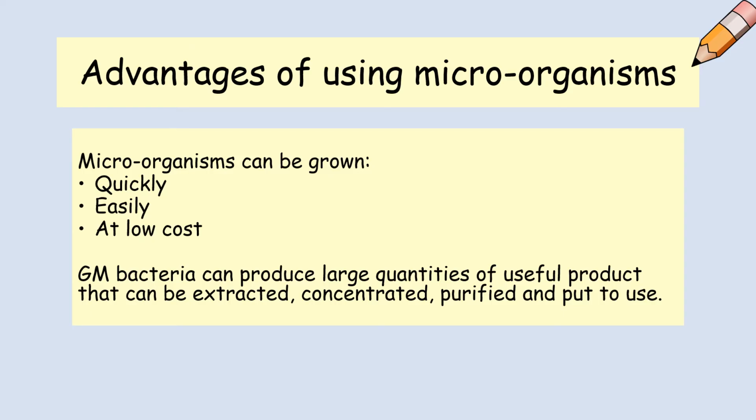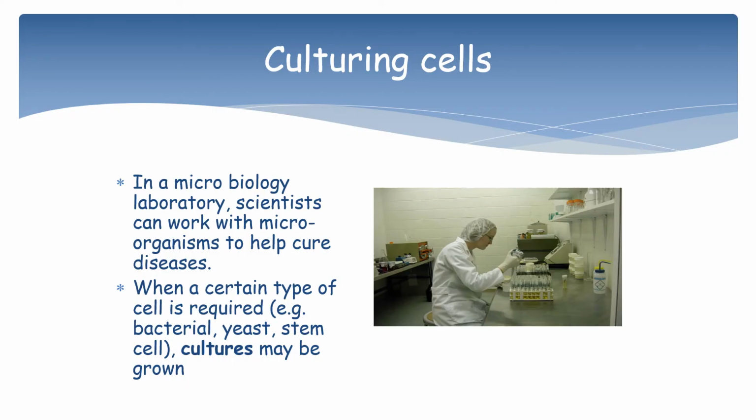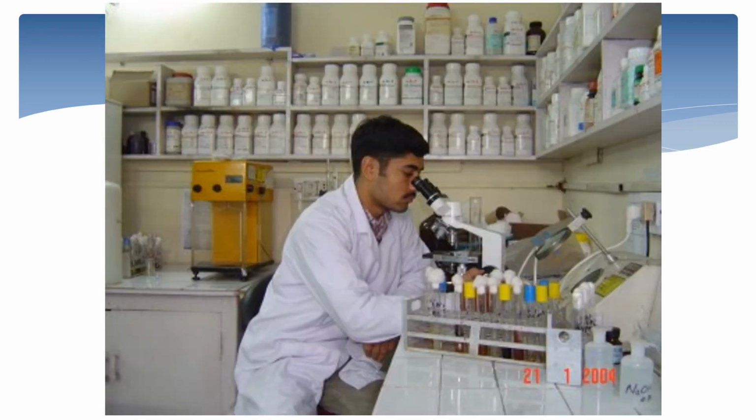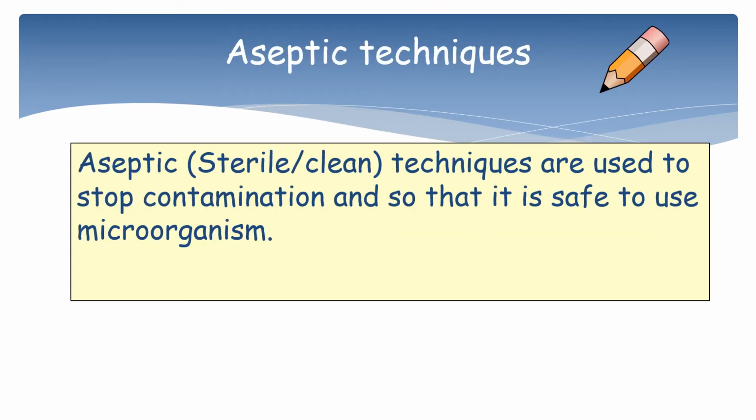So there's several advantages to using bacteria and microorganisms instead of multicellular organisms. The advantages of using microorganisms are that they can be grown quickly, easily, and at low cost. So your GM bacteria can produce large quantities of useful product that can be extracted, concentrated, purified, and put to use. So culturing cells just means growing cells. So in a microbiology laboratory, scientists can work with microorganisms to help cure diseases. When a certain type of cell is required, for example bacteria, yeast, or stem cells, cultures may be grown. So they can be grown and then you can look at them under a microscope, and this just shows you a laboratory.